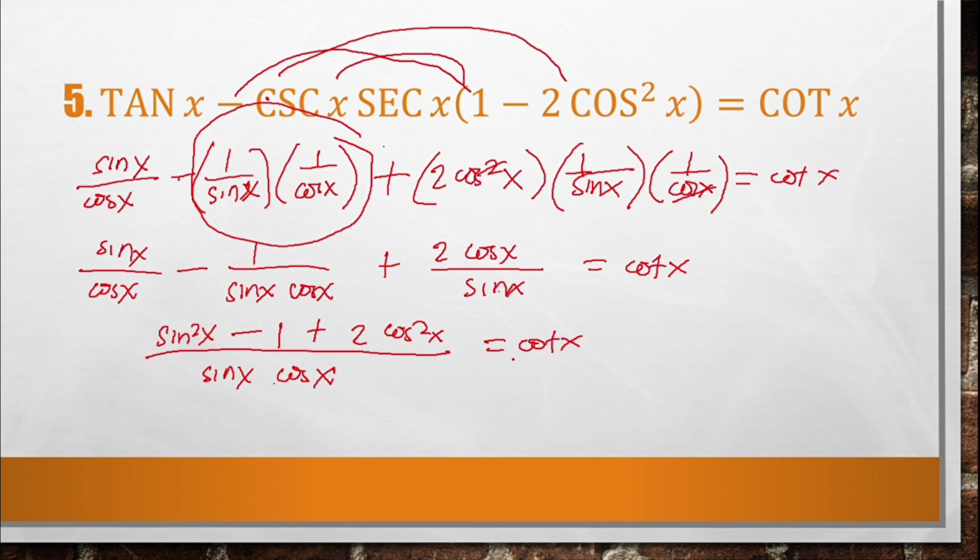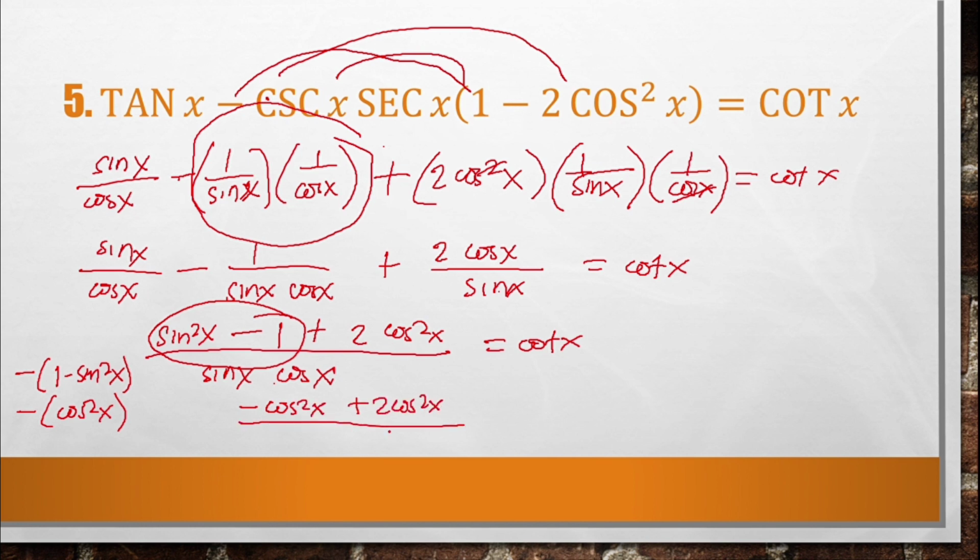So we have here sine squared x minus 1. We could rearrange this one as negative 1 minus sine squared x. We have to extract the negative. So 1 minus sine squared x is equal to cos squared x. So negative cos squared x. So if we're going to write this part, this is negative cos squared x plus 2 cos squared x over sine x cos x is equal to cot x.